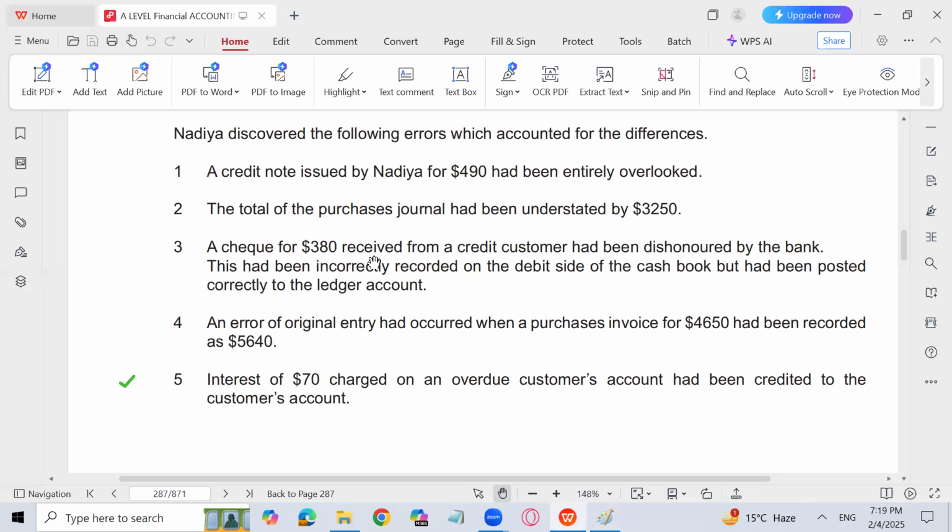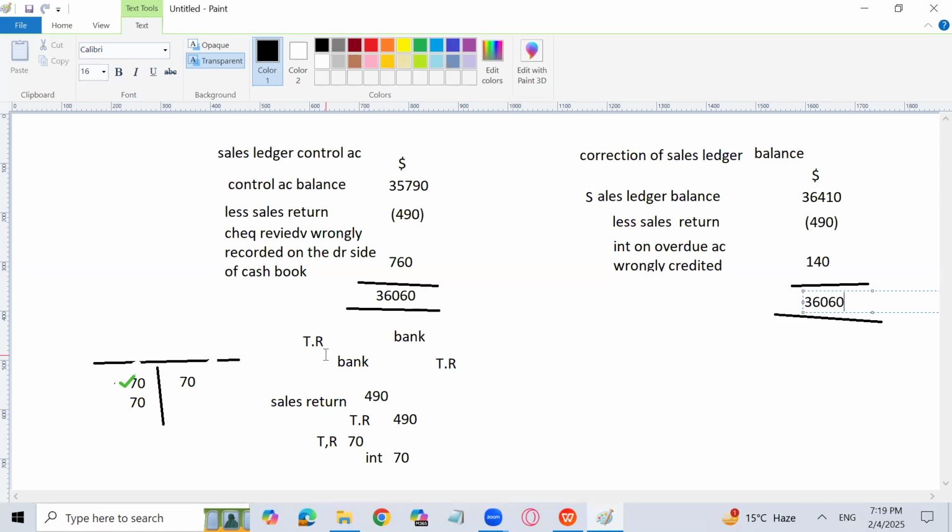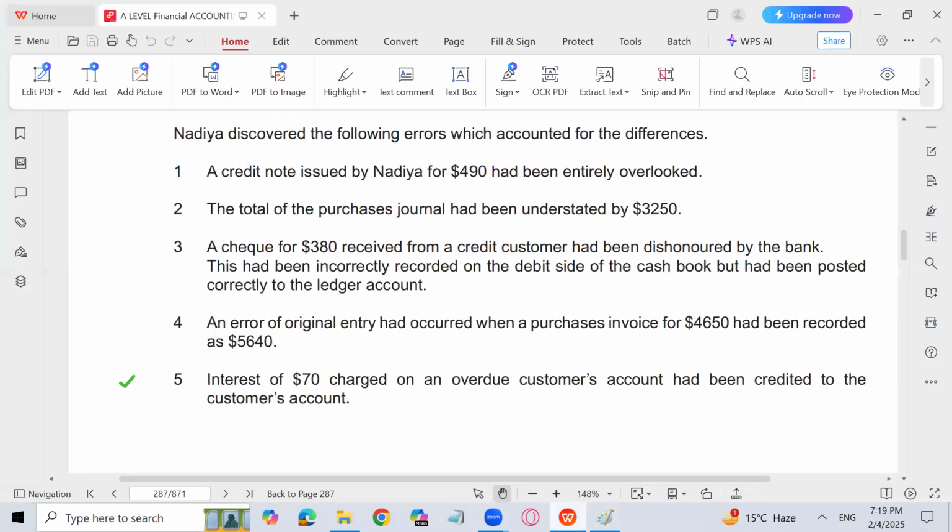Check received 380, received from a customer. The entry will be bank to trade receivable, which has already been done. Now it is going to be dishonored. We have to pass the reverse entry, trade receivable to bank. But instead of passing the entry trade receivable to bank, we have passed the entry bank to trade receivable. Sir, how will you be able to know that? Listen, this had been incorrectly recorded on the debit side of the cash book. It means that we have debited bank and credited trade receivable, but posted correctly to the ledger account.